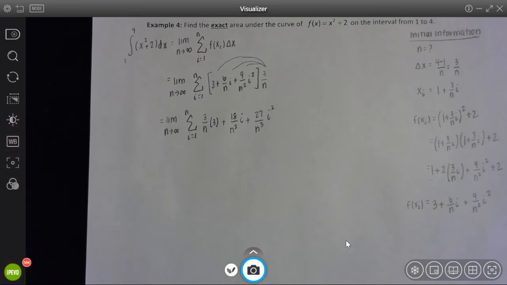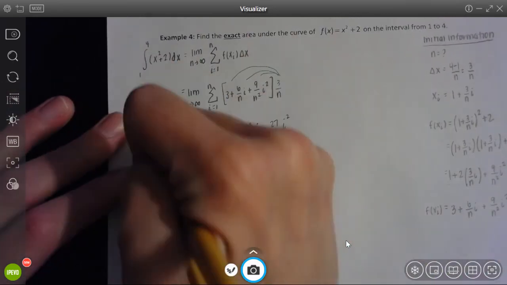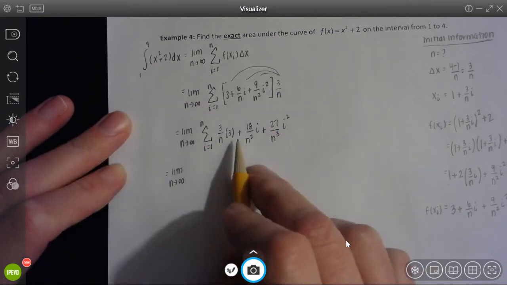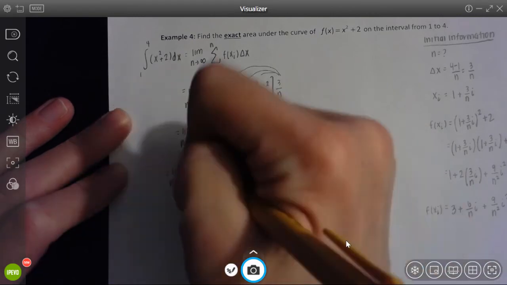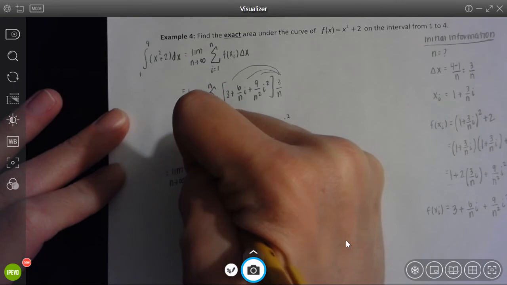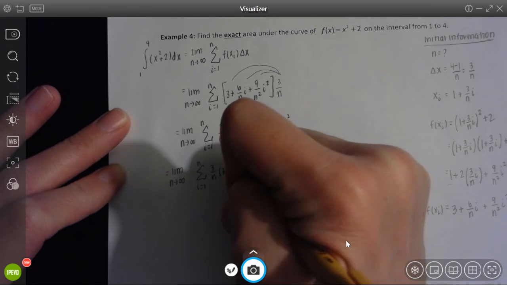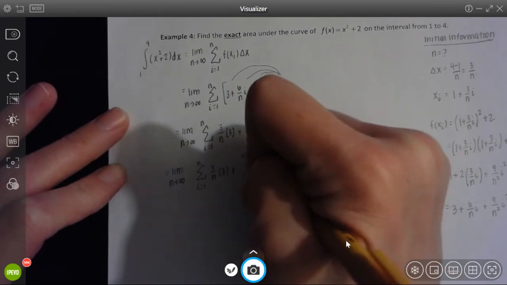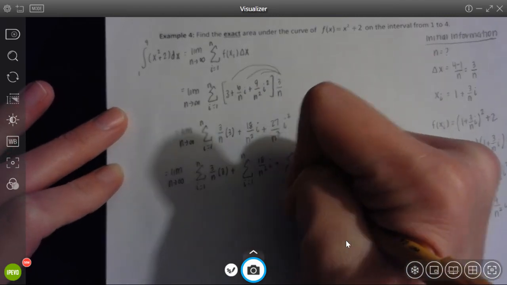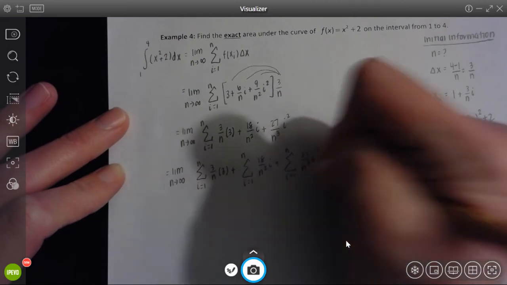What I can do here is break this into 3 separate summations. So I'm going to break this into the limit as n is approaching infinity, and each one of these terms is going to get its own summation. So I'm going to break this into the summation of 3 over n times 3, plus the summation of 18 over n squared times I, plus the summation of 27 over n cubed times I squared.